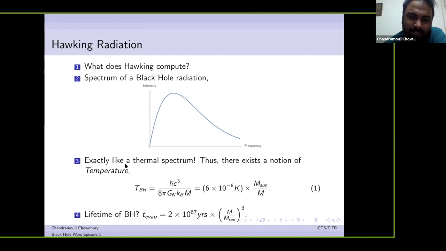Anyway, a thermal spectrum is, again, nothing very fancy. By a thermal bath, I mean you just take a bath and heat it to some temperature, and you put some Brownian particles in it, and through their motion you can understand that there's some notion of a temperature associated. That's the only thing you need to understand from a thermal spectrum: if you have a thermal spectrum, there exists a notion of a temperature.